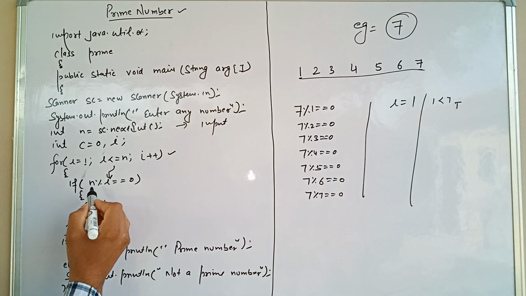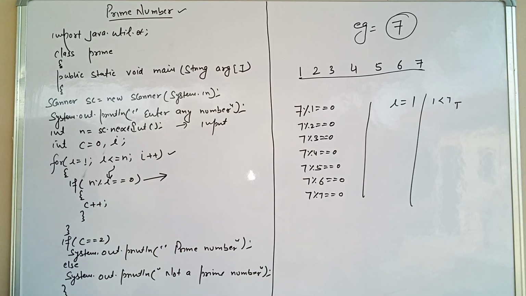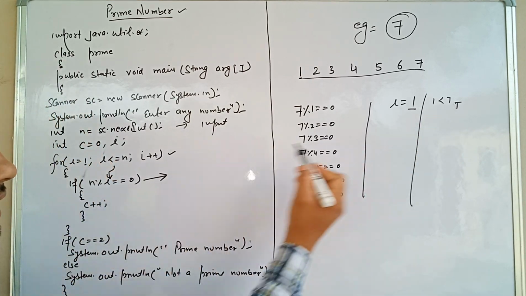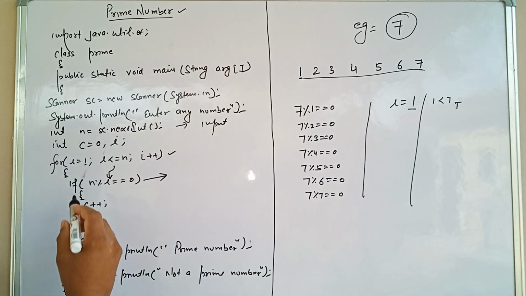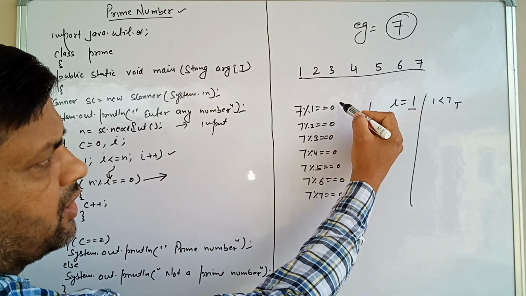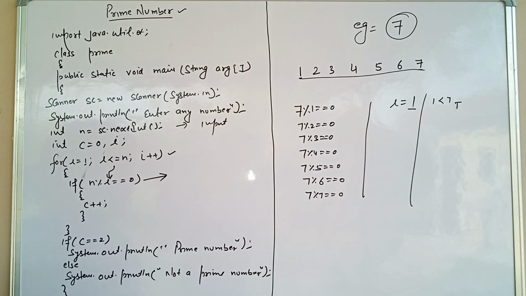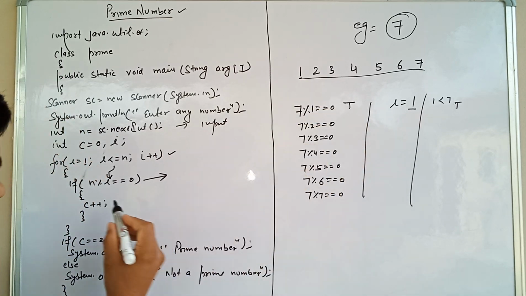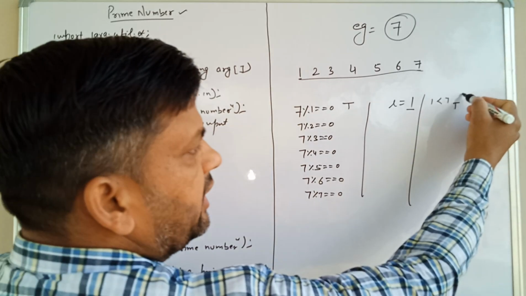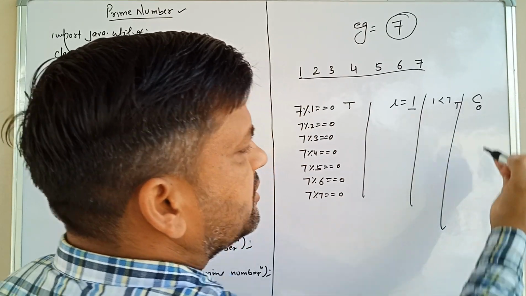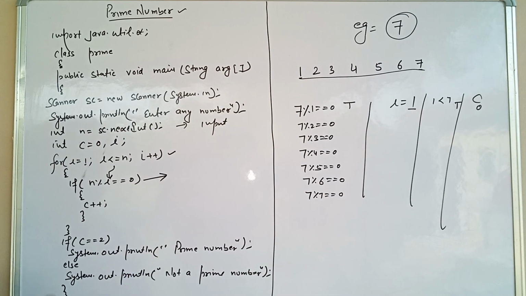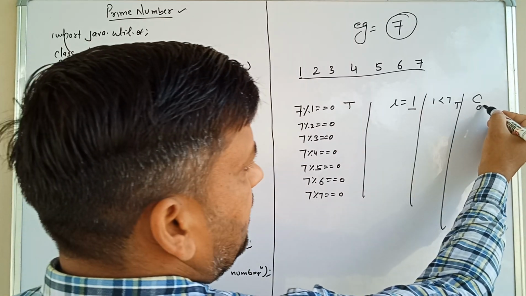Inside the loop, this is the condition to check the divisibility. Now n mod I, my I value is 1, n is 7. So n mod I means 7 mod 1. 7 mod 1 equal to 0, condition true. If it is true, C will be updated. Till now under C I have stored 0. So when C++ is evaluated, it will become 1.